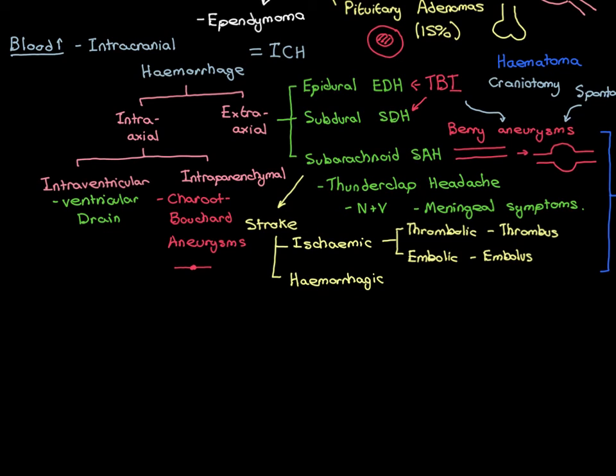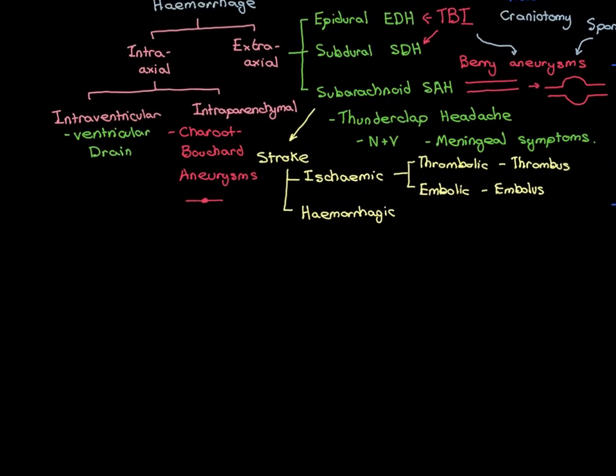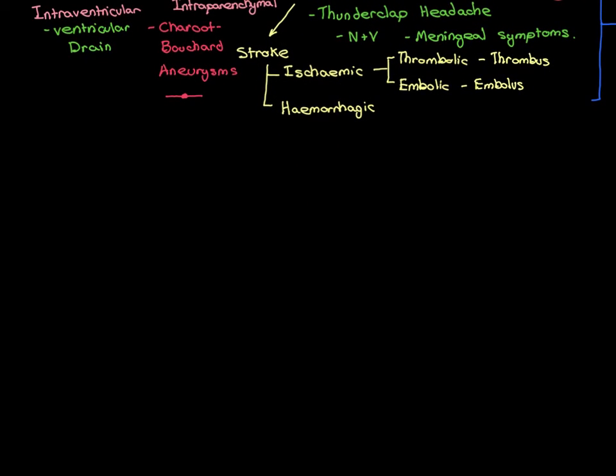We have seen how you can end up with too much CSF, we have seen how you can end up with too much tissue inside the skull, and we have seen how you can end up with too much blood inside the skull in these intracranial hemorrhages. The last thing that I want to discuss with regards to intracranial hypertension is something called idiopathic intracranial hypertension. So let's go down here and discuss idiopathic intracranial hypertension.